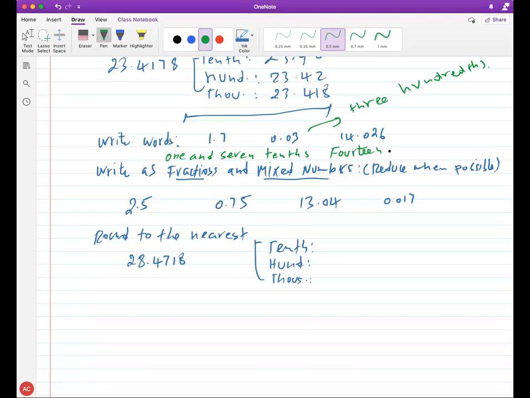All right, 14 and what? 26 thousandths. That's right. 6 and 26 thousandths, all in words.